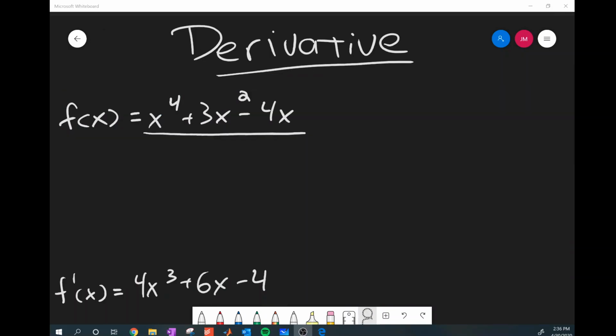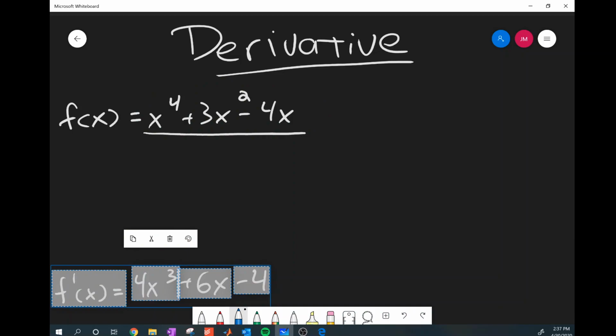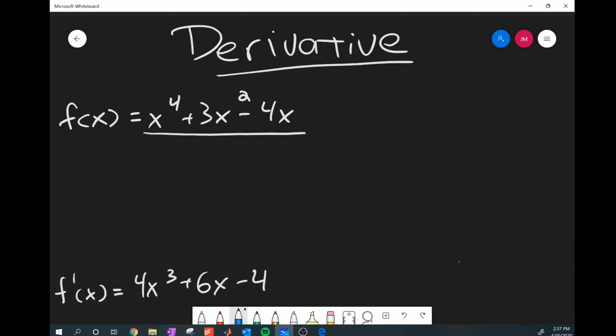So let's go ahead and check our answer. You can see here we have our f of x that we found from before with the original f prime that we were given. So let's check our answer to see if we get the same answer. So we're going to take my exponent and multiply it to the front, and we'll get 4x. We drop our exponent down 1, 4x cubed.